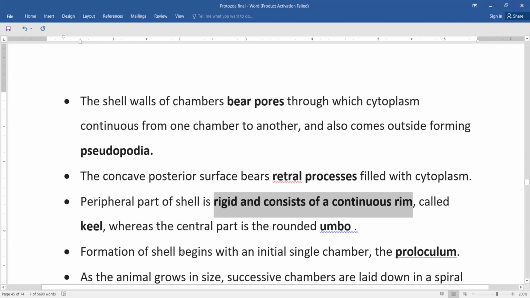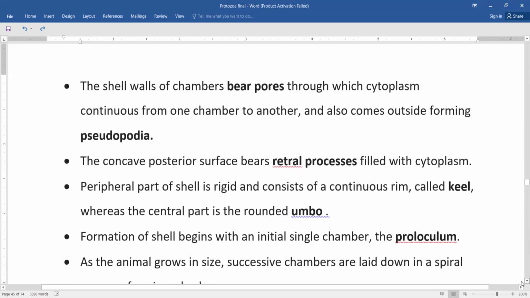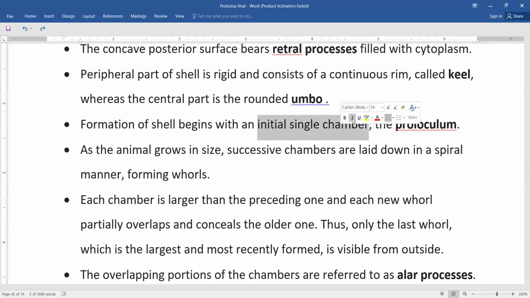That is called the keel. Whereas the central part is rounded, that is called the umbo. Just now I have shown. And this is an important point, you remember, the proloculum. The first or initial chamber of the shell of Elphidium is called the proloculum. You remember, the first or initial single chamber is called the proloculum.